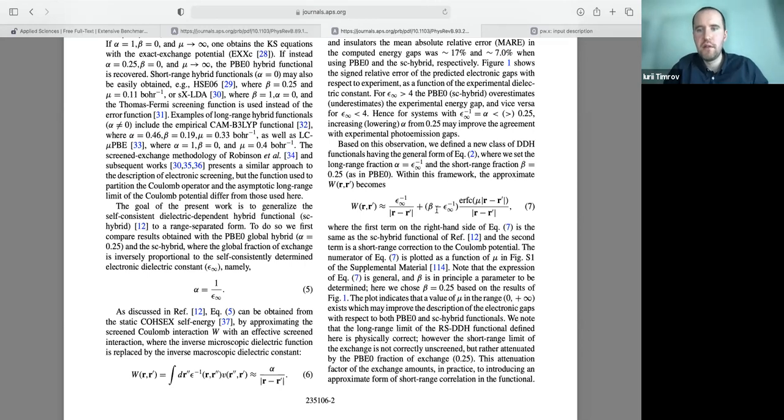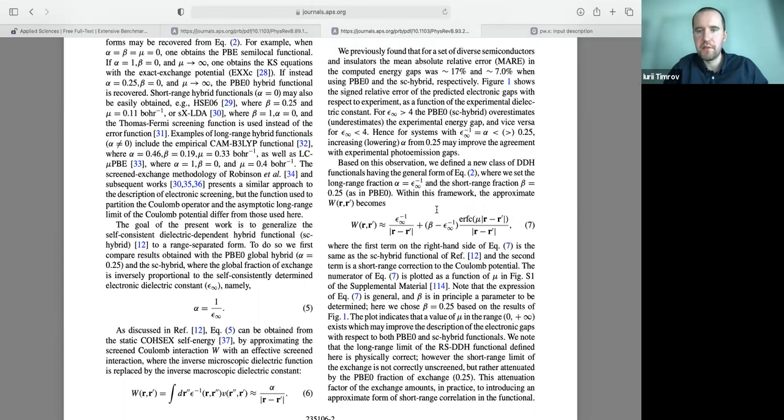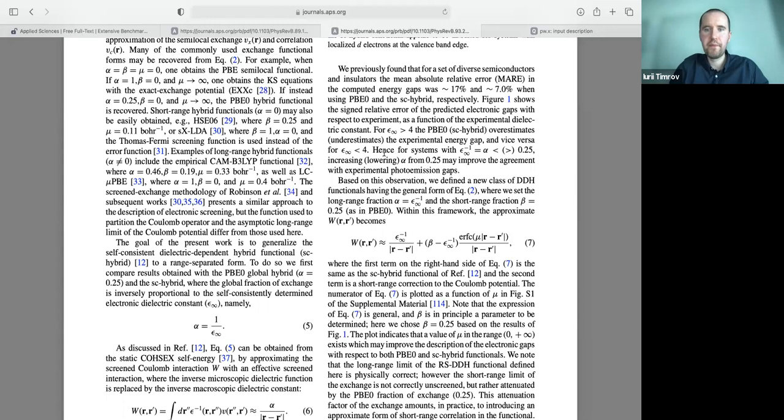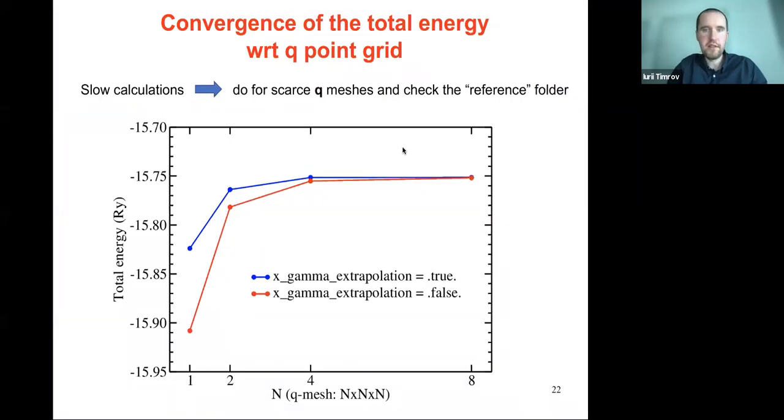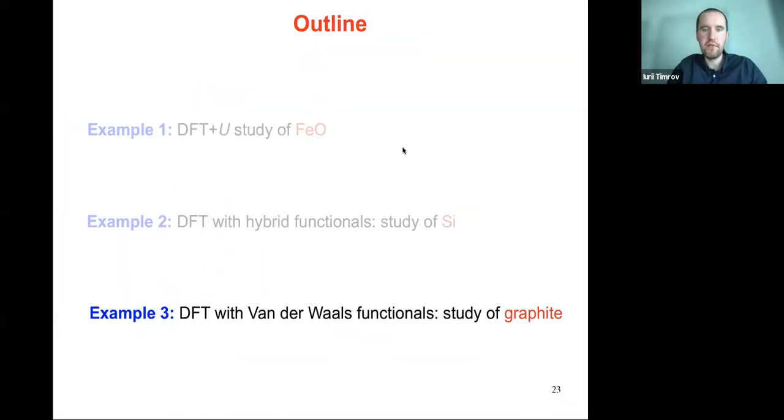But these features, I think, are not implemented in Quantum Espresso currently. But these dielectric-dependent hybrid functionals are very popular nowadays, becoming more and more popular for solids. So you can check the literature. Okay, and let's say last 15 minutes for van der Waals. But before we go, maybe one more question, if there is any.